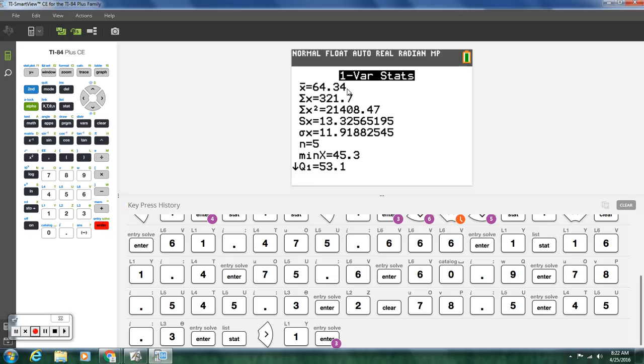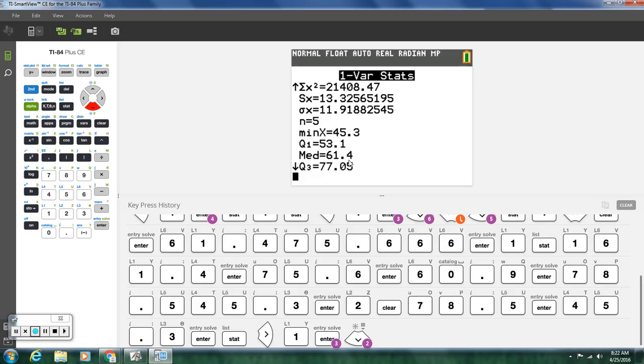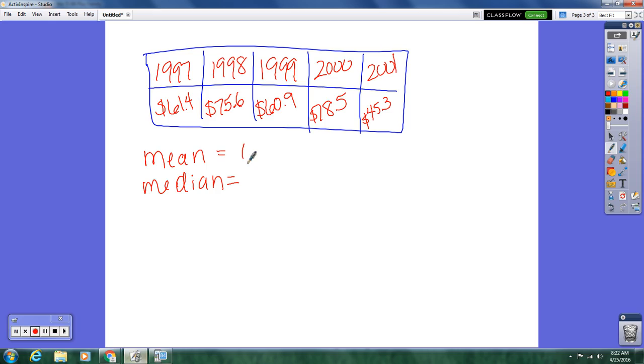So my mean, it said to the nearest tenth, so 1 decimal. So the mean would be 64.3 billion. And the median is 61.4 billion. So 64.3 billion, and you've got to write the billion on there. It's a big difference between $64.3 billion and $61 billion. And that's just the first part, the mean and the median.